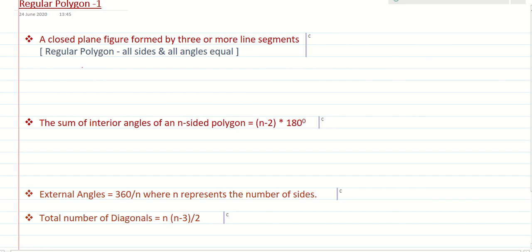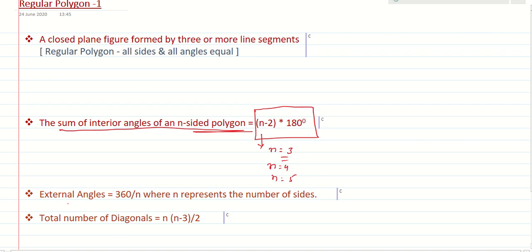Now there are a few things that you should keep in mind. The sum of interior angles of any polygon, make a note, that is (n minus 2) into 180. What is n here? Number of sides. If the triangle, it means n equals 3. If the quadrilateral, n equals 4. If pentagon, n equals 5, and so on.